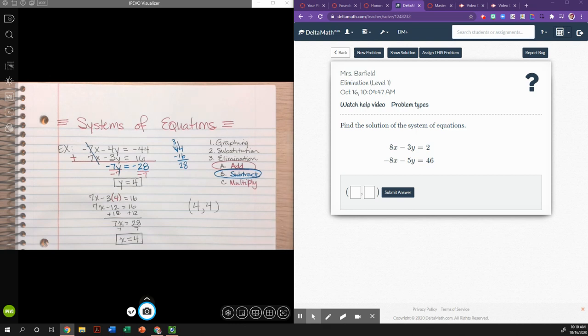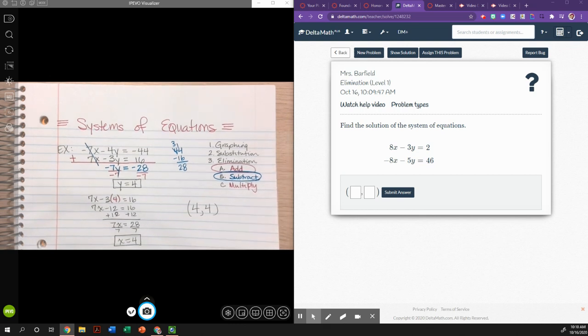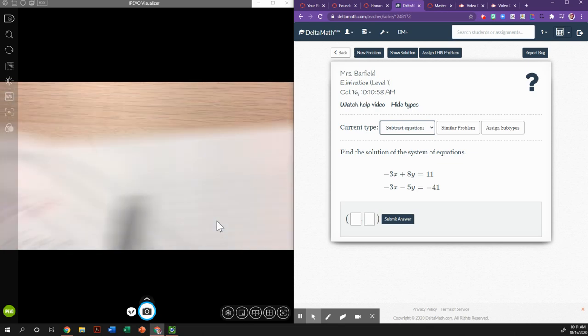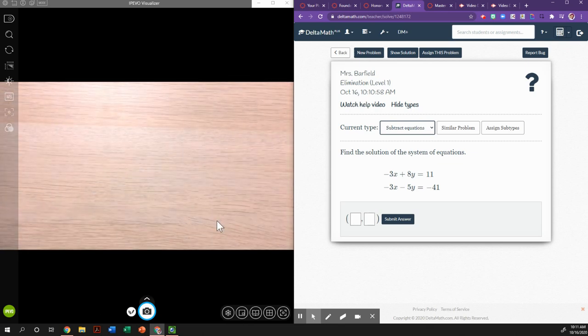Okay, so let's look over here at Delta Math. Let me make sure I get the right problem types up. All right. Okay, so let's bring up a new piece of paper.